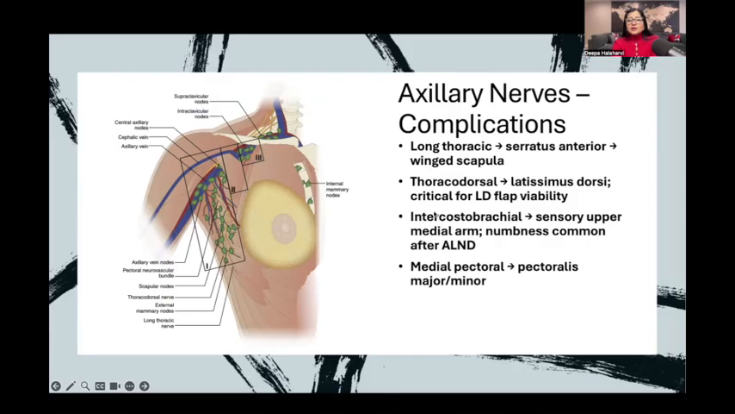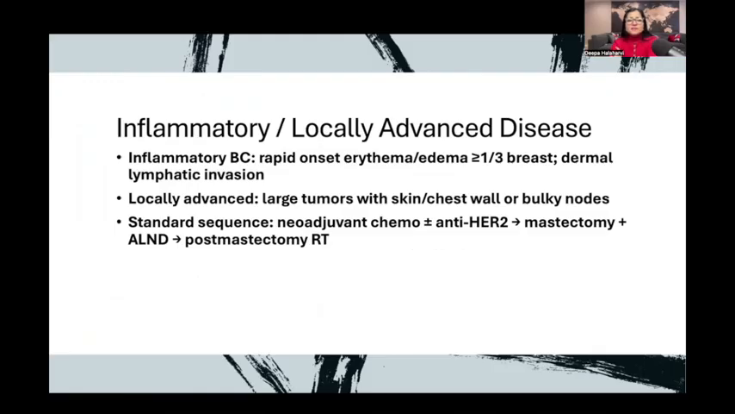Things to know for boards: long thoracic nerve innervates serratus anterior, and injury can cause a winged scapula. Then thoracodorsal nerve, which innervates latissimus dorsi, and the swimming motion, the abduction, the adduction, that type of motion is inhibited. Intercostobrachial cutaneous nerve, that's a sensation. It's hard to preserve these sometimes. If the tumor is inside the nerves, then that's medial pectoral, usually pectoralis major and minor muscles.